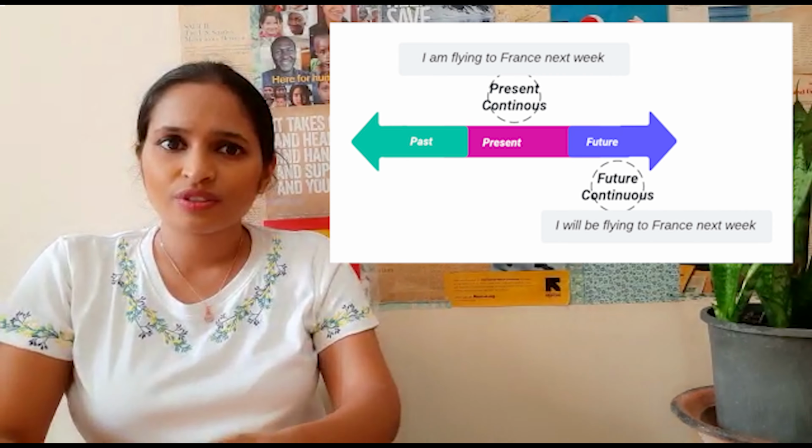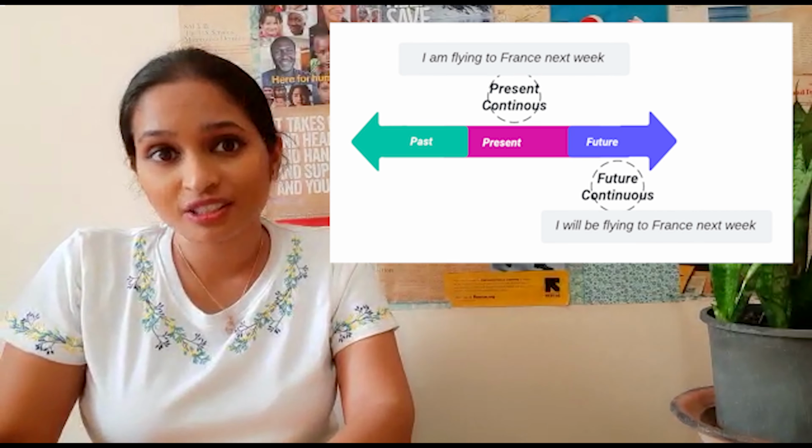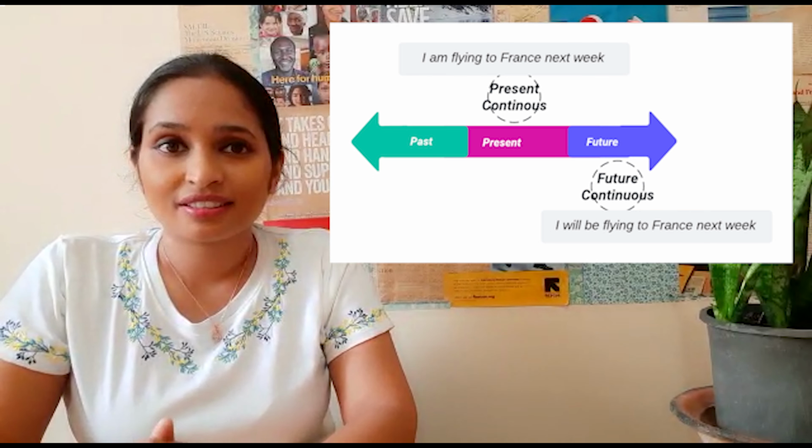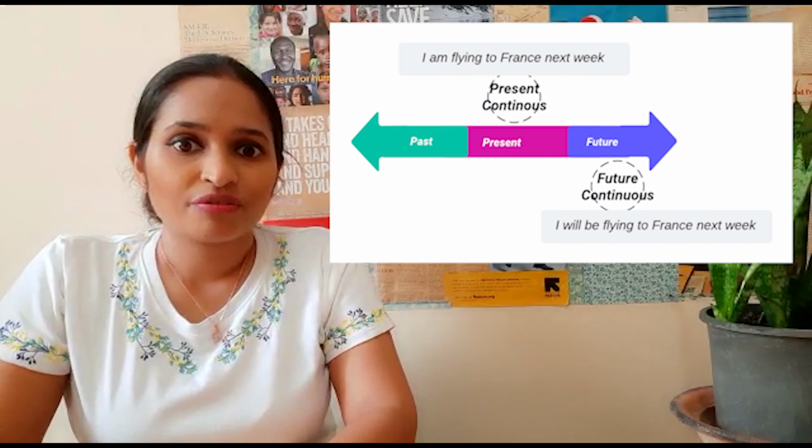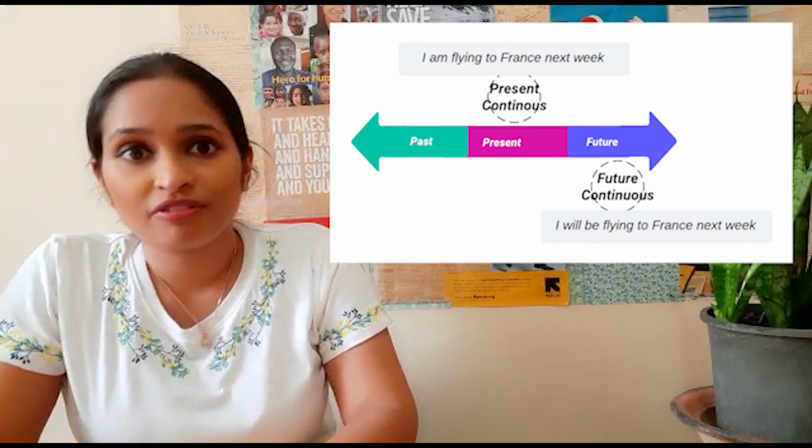So is it wrong to say, I am flying to France next week? The sentence is correct and it has a meaning, but it is different from what is meant by I will be flying to France next week. When I say I'm flying to France next week, my trip to France is fixed. I have the visa, I have booked the flight, and I have made all the arrangements to go to France.